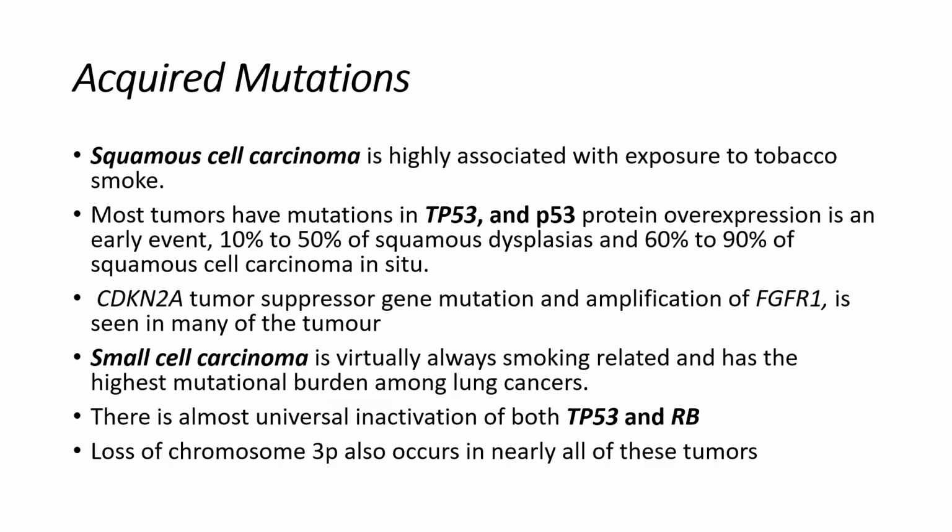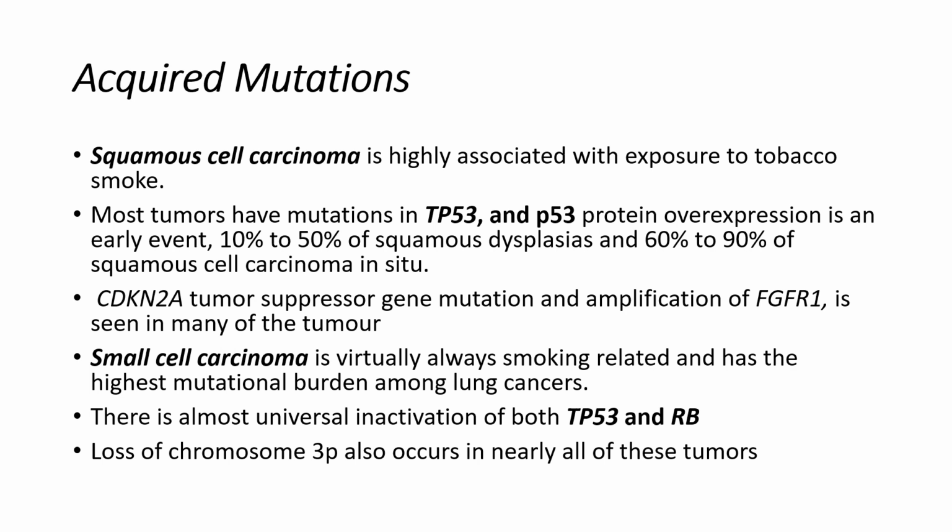Squamous cell carcinoma is highly associated with exposure to tobacco smoke. Most tumors have mutations in TP53. P53 protein overexpression is an early event. 10 to 50% of squamous dysplasia and 60 to 90% of squamous cell carcinoma in situ have P53 protein overexpression. CDKN2A tumor suppressor gene mutation and amplification of FGFR1 is seen in many of the tumors.